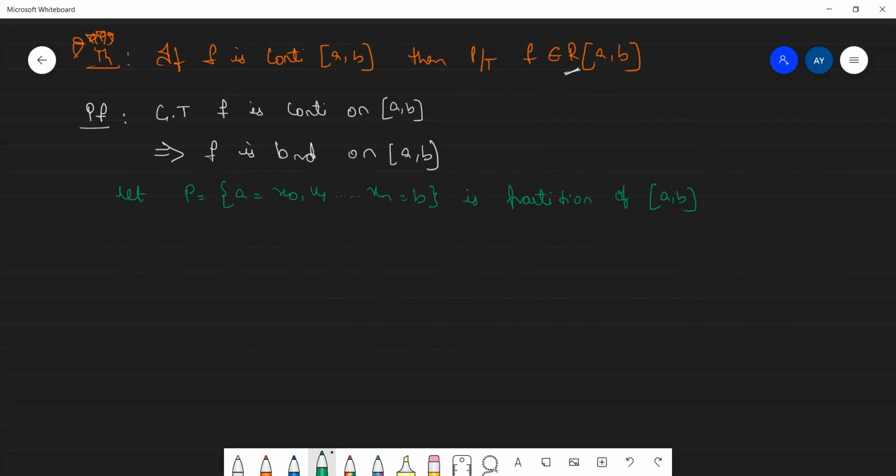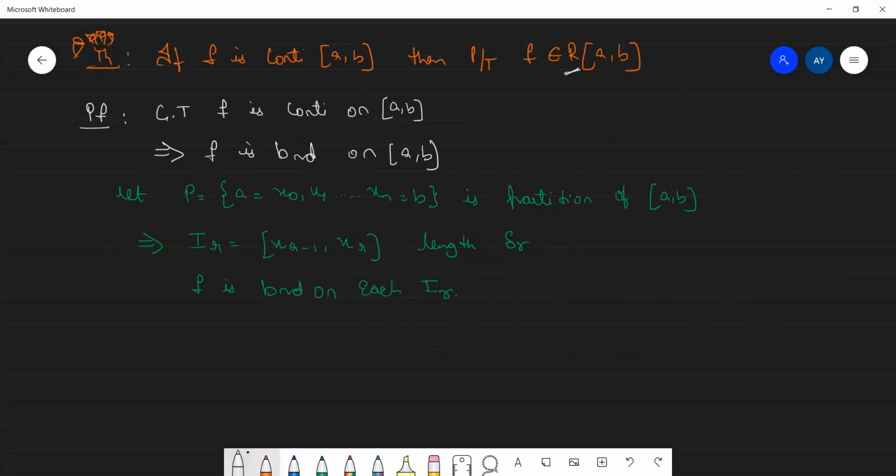Now, as we have defined the xn, what is the rth subinterval? Ir is equal to [x(r-1), xr]. And what will be the length of the subinterval? The length is defined as delta r. What is delta r? b minus a. Now let us define, as f is bounded on each Ir. f is bounded on each Ir.